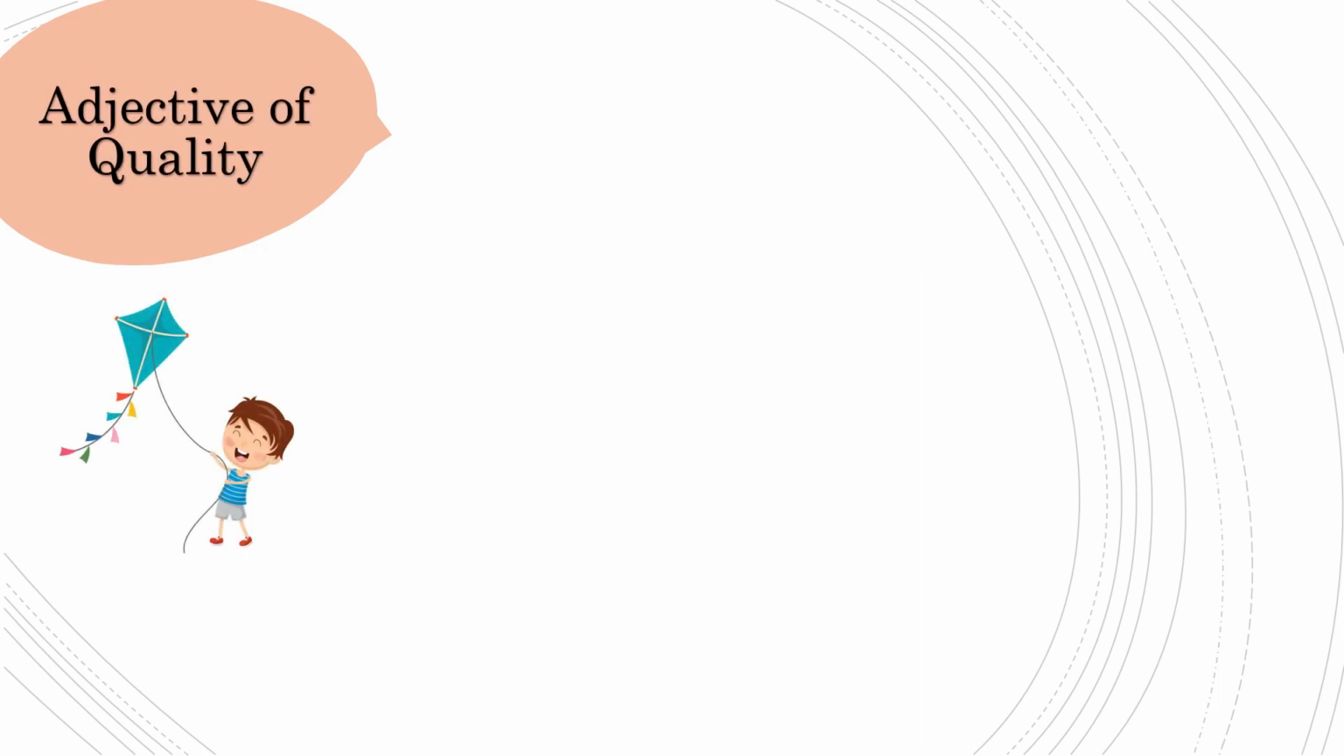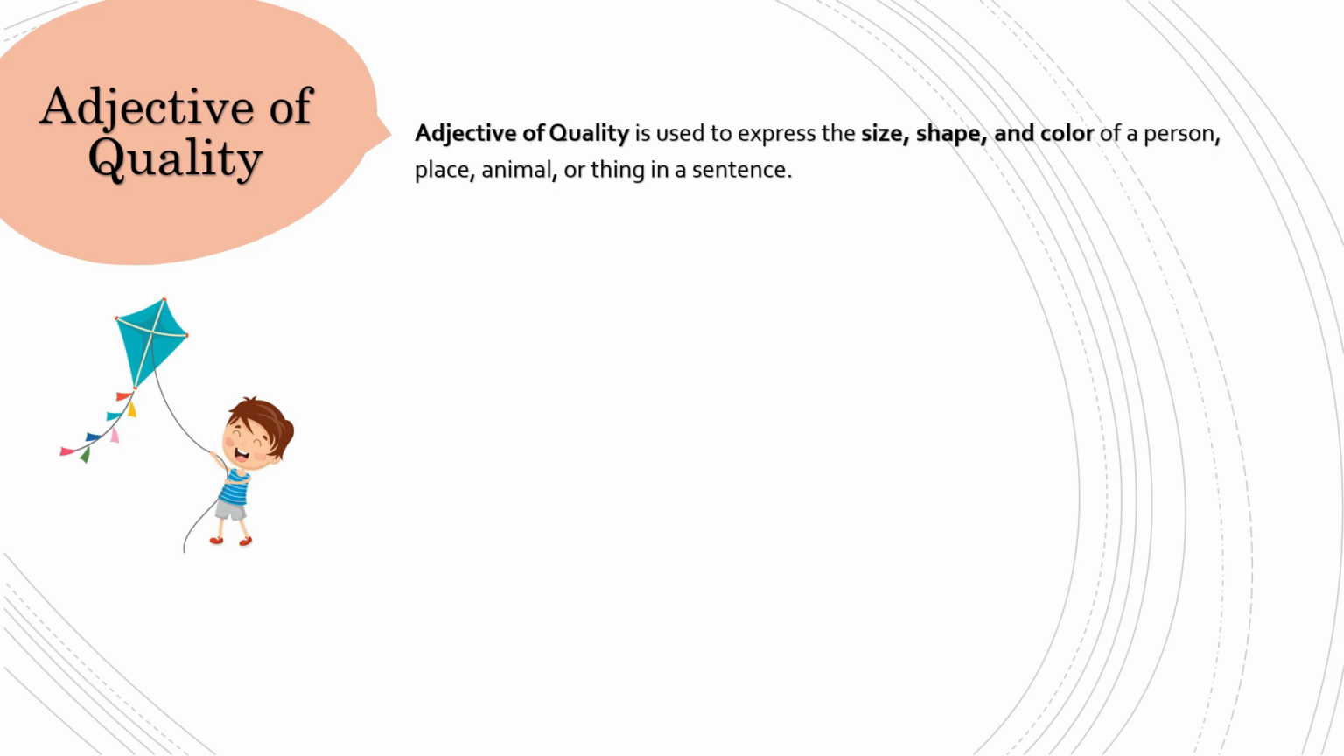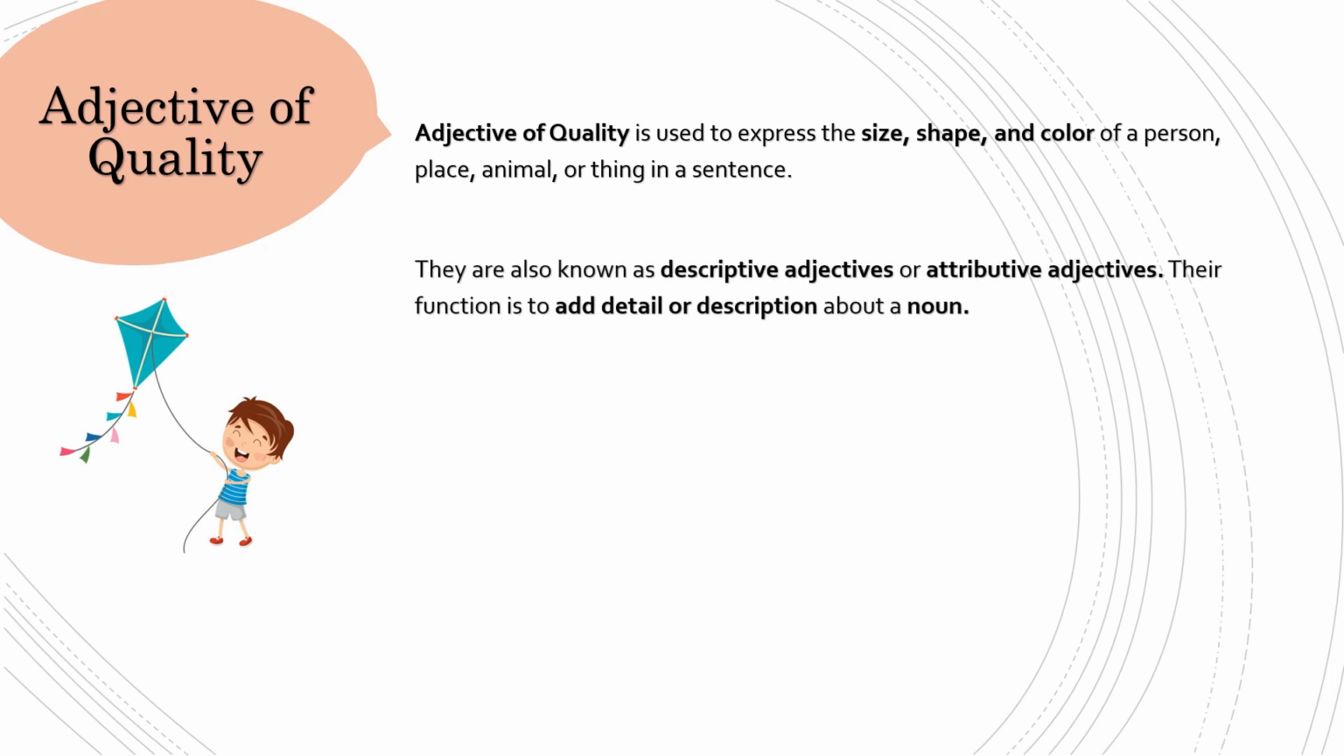Adjective of quality. Adjective of quality is used to express the size, shape, and color of a person, place, animal, or thing, in a sentence. They are also known as descriptive adjectives, or attributive adjectives. Their function is to add detail, or description, about a noun.